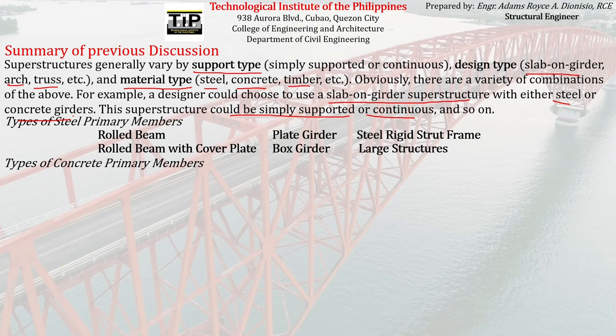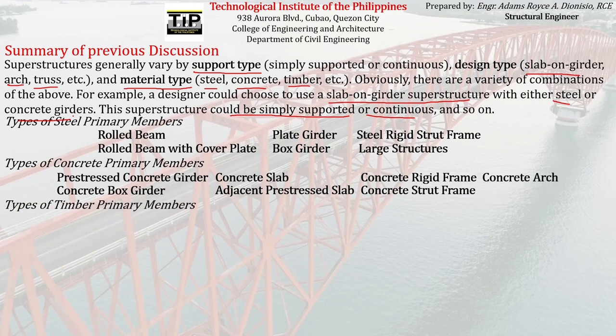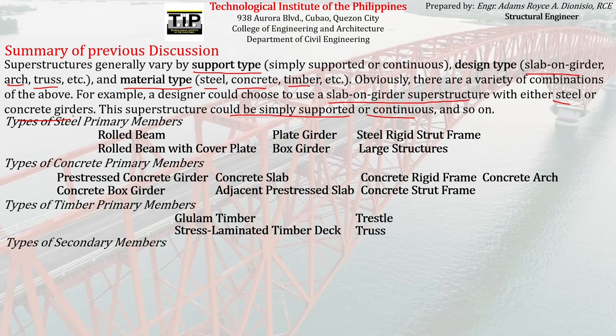Other than steel primary members, we also have concrete primary members, which are prestressed concrete girder, concrete box girder, concrete slab, adjacent prestressed slab, concrete rigid frame, concrete strut frame, and concrete arch. And lastly, the different types of timber primary members, which are glulam or glued laminated timber, stress laminated timber deck, trestle, truss, etc. We differentiated them with respect to the material that was used: either steel, concrete, or timber.